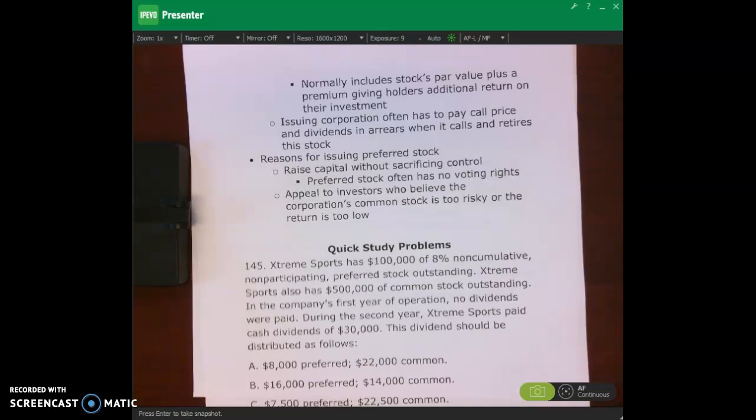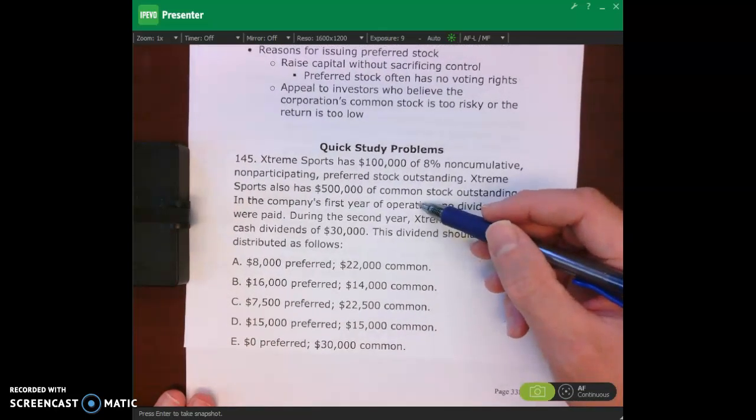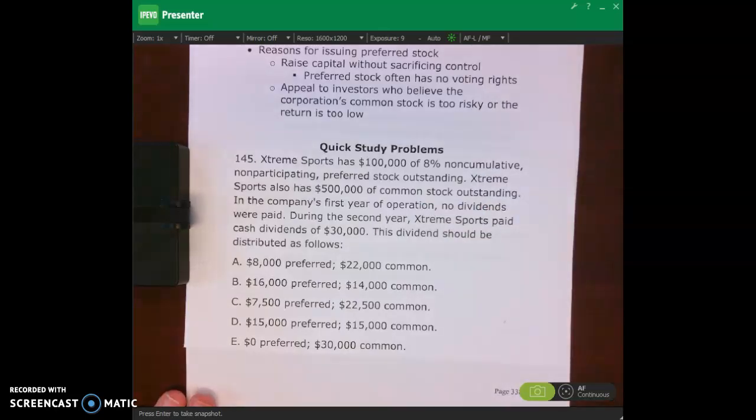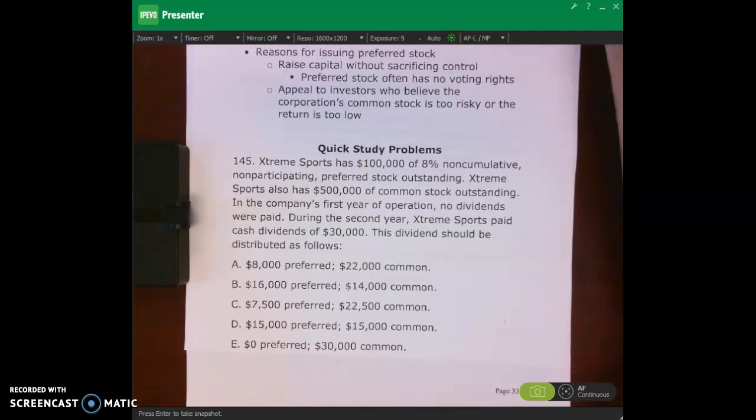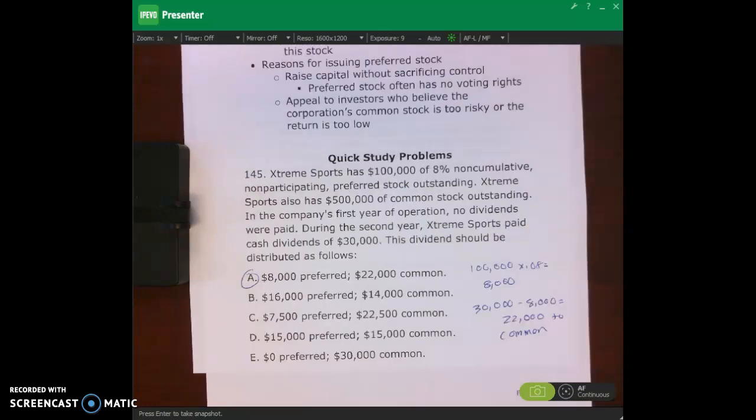So what I want you to do now is pause the lecture video, and I want you to do this quick study problem on page 145, and then we'll go ahead and do the one on page 339, number 146 here on page 339. We'll do that one together, but I want you to do this one here, number 145 on page 338 by yourself, and then check your work, okay? Thanks. Okay, let's check your work.